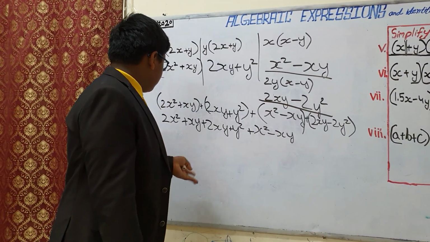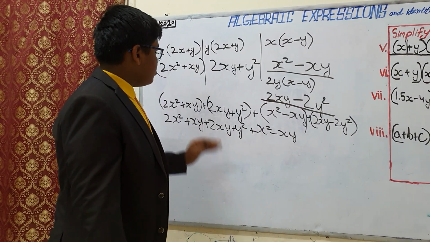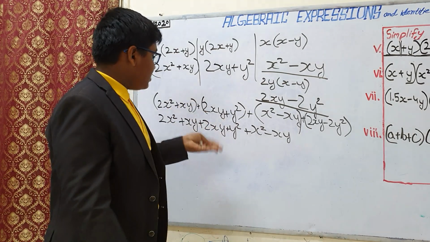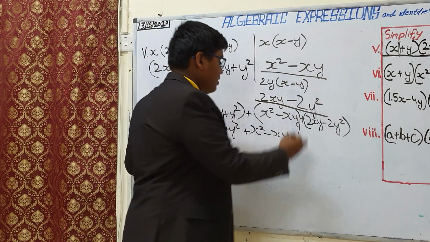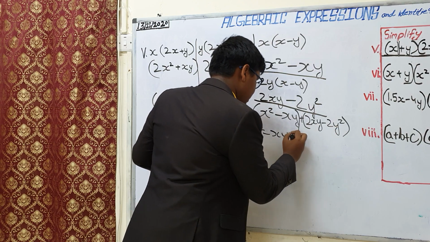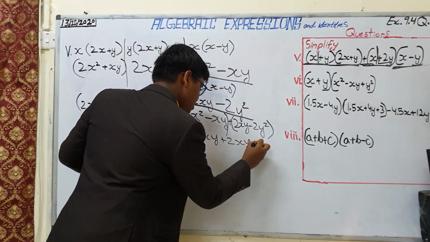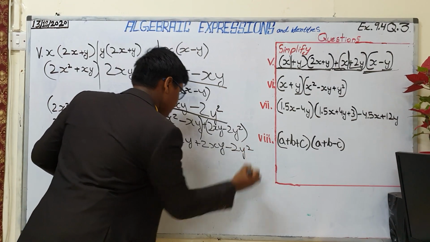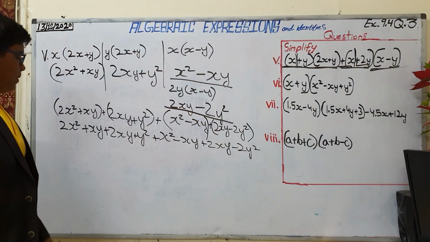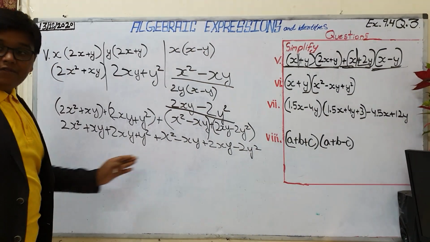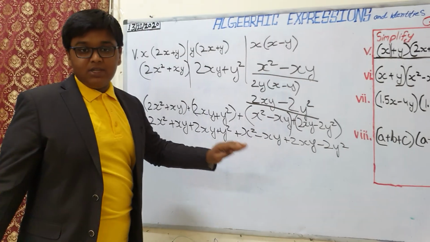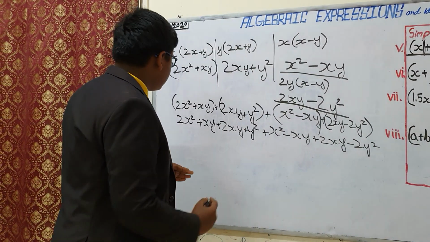Now 2x squared plus xy plus 2xy plus y squared plus x squared minus xy. Then in the last, we are going to write this bracket here, minus 2y squared. Okay. Now here we are going to look for the like terms. So what are the like terms? Now let's search for the like terms.